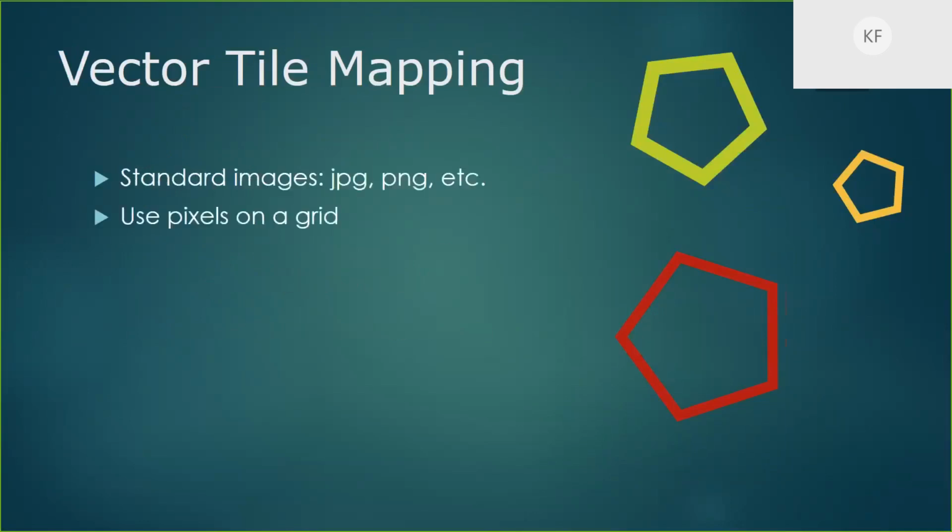Before we do that, let's talk about what a standard image is. A JPEG or a PNG or any sort of standard image that we're used to using, forgetting the mapping side, uses a pixel-to-grid methodology. So basically it's points on a grid. Think about photographs you have on your computer. When you zoom in, they get pixelated really quickly. That is using pixels on a grid.